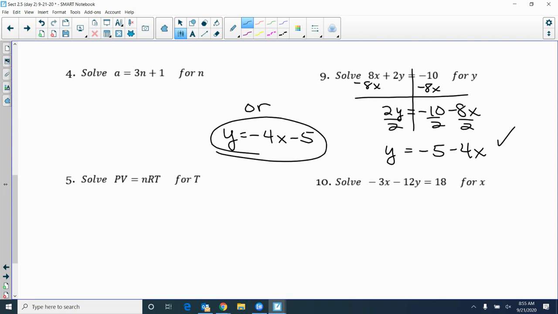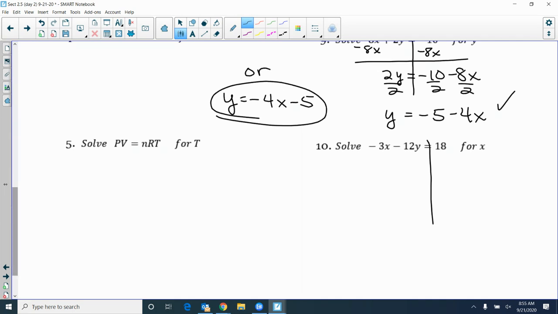All right, 10. Solving that one for x. All right, London, what do you think the first thing we do is? Add 12y to both sides. Good. Add 12y. Put a plus 12y. I get negative 3x equals 18 plus 12y. You cannot add those together because one does not have a y. One has a y, one doesn't. Not like terms, so leave it.